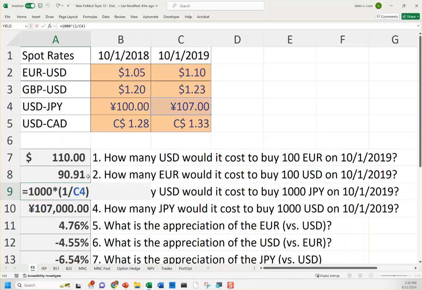How many dollars would it cost to buy 1,000 Japanese yen? And you can see I take the 1,000 yen times the dollar over yen, which is flipping the yen over dollar. And then how many JPY would it cost to buy $1,000? I take my $1,000 times the JPY per dollar exchange rate. So that'll help you out and do a little practice.